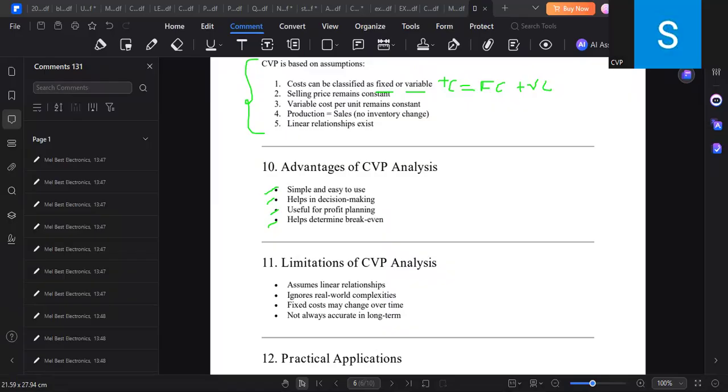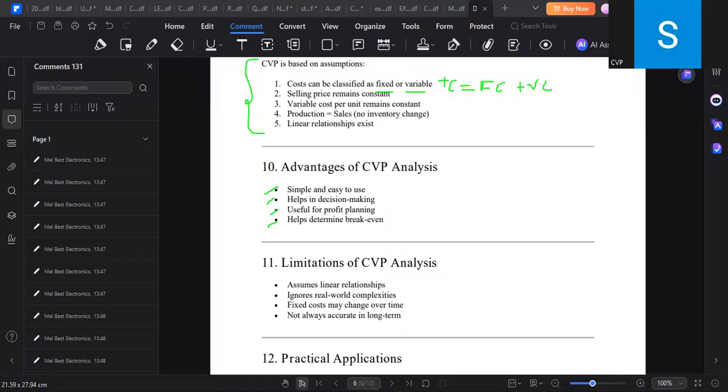It also assumes that variable costs will remain constant. It also assumes that selling price will remain constant. In reality, these relationships are not linear. For instance, if you are into bulk purchasing, you may reduce your variable costs and selling prices may fluctuate. This may be due to competition or market conditions.